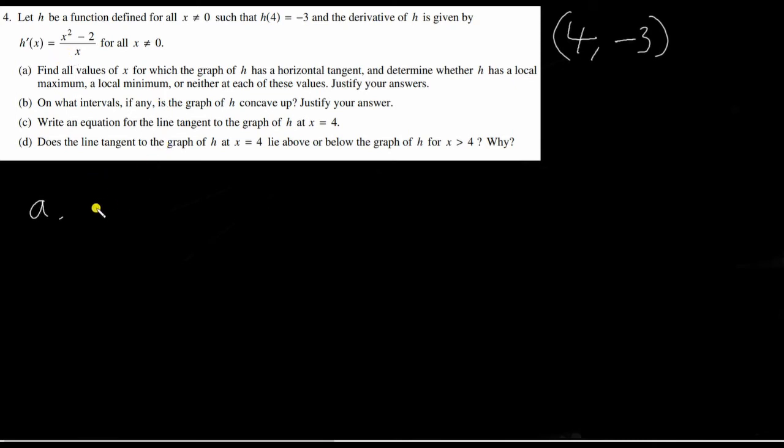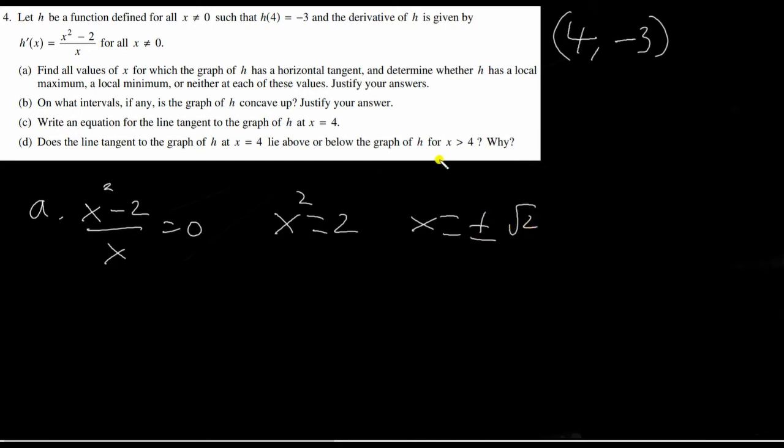So let's do that. (x squared minus 2) over x equals 0. If we solve this, we get x squared is equal to 2, and then x is equal to plus or minus square root of 2. So these are the two values: x is equal to negative square root of 2, and x is equal to positive square root of 2. These are the two values where the function has a horizontal tangent.